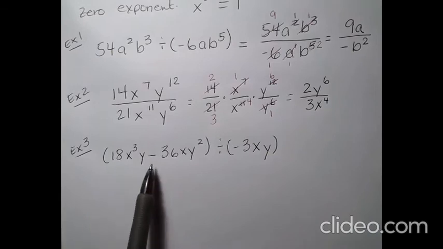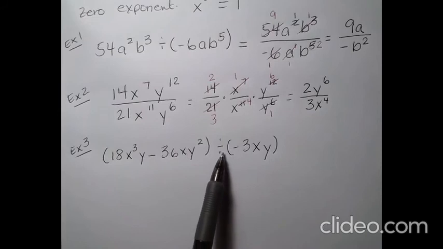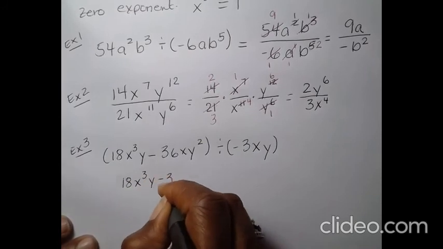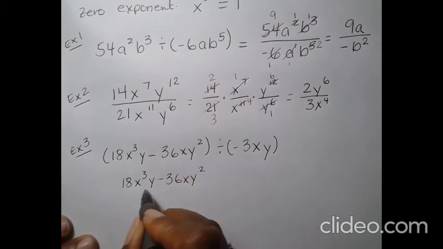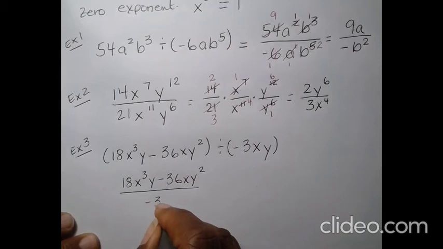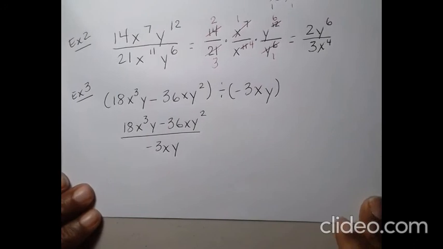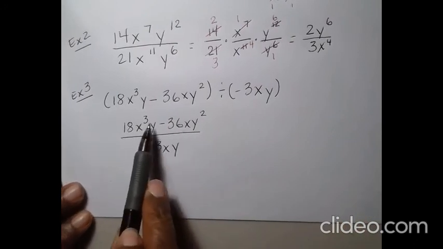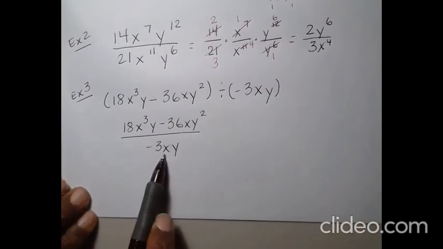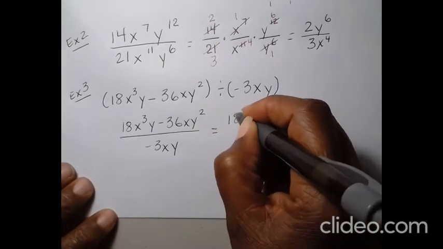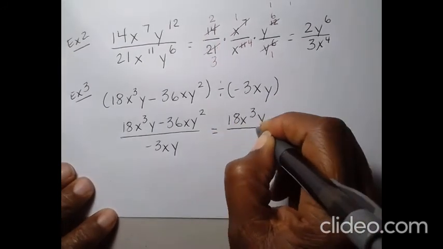So let's look at this one. 18x cubed y minus 36xy squared, and we're dividing by negative 3xy. So let's write this all together in fraction form. 18x cubed y minus 36xy squared divided by negative 3xy. So what's important for you to notice here is that each of these terms in the numerator is divided by this same denominator. Each term in the numerator is divided by this denominator.